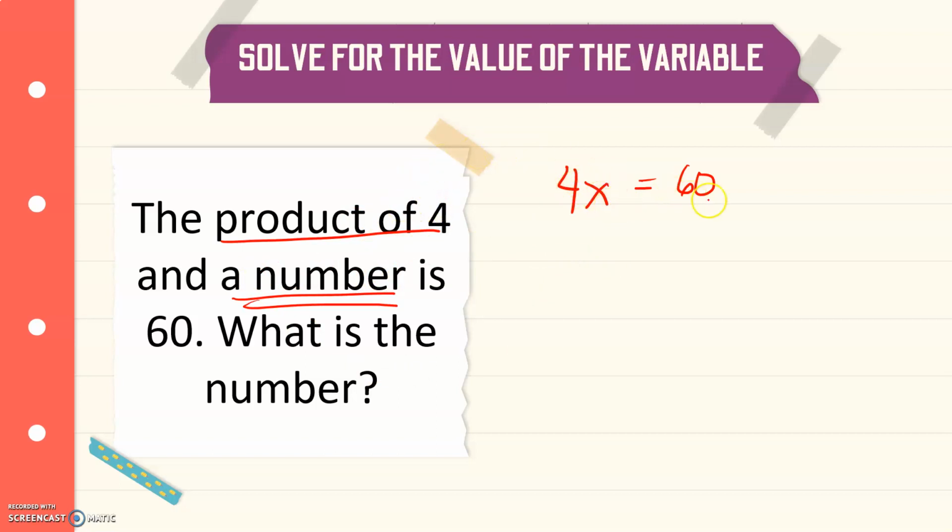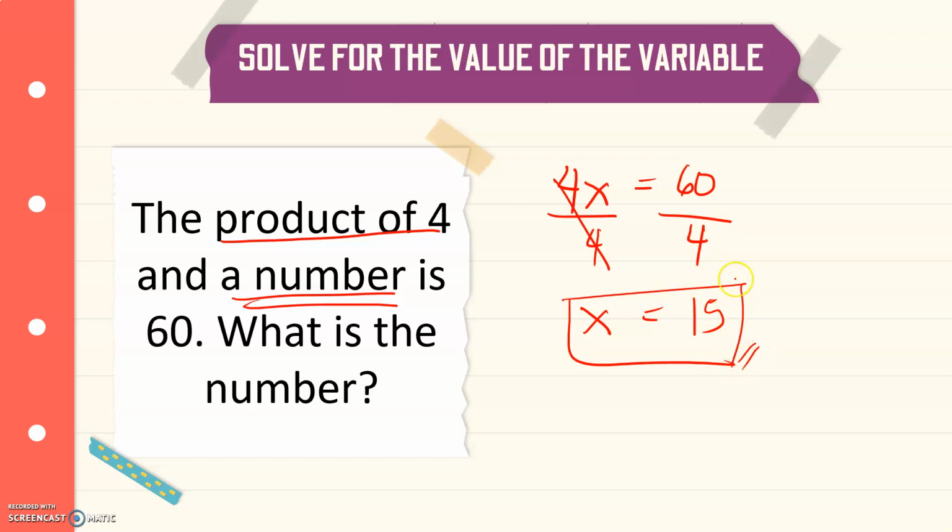So we have 4x is equal to 60. Then for us to find the value of x, we have to eliminate this 4. That means we'll be dividing both sides of our equation by 4. And we'll be left with x is equal to 60 divided by 4. That will give us 15. So the value of x is 15.